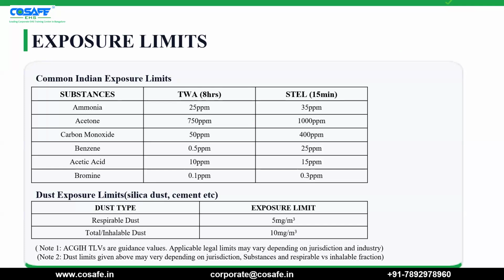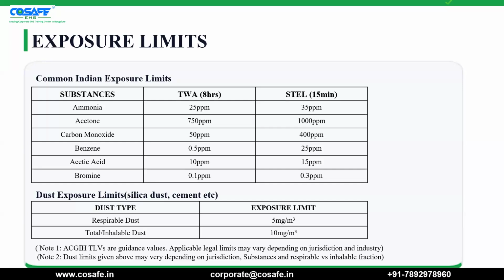So, in an environment where the concentration of ammonia is 25 ppm, a person can be exposed to it for an 8-hour working period. But if the level of ammonia in the atmosphere increases to 35 ppm, he cannot be exposed for more than 15 minutes. Okay, this is TWA, and this is STEL, short-term exposure limit. So for ammonia, 25 ppm, a person can be exposed for 8 hours, but if it is a 35 ppm environment, then not more than 15 minutes.